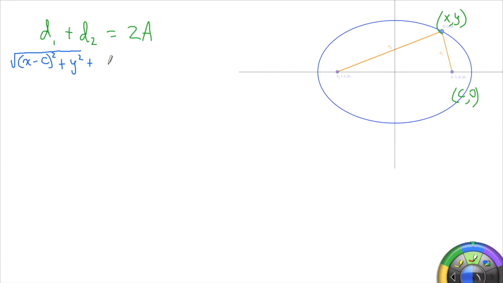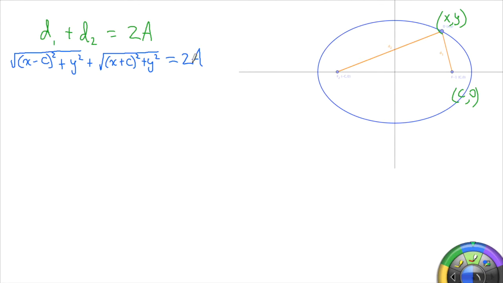And then the same thing's going to happen with D2, except when we do x minus c, you're going to get x minus a negative c. So this becomes x plus c squared. And these are capital C's, not little c's. And then again, we're going to get y minus 0 all squared, which is just y squared. And this whole thing has to equal 2a. And then the fun begins.